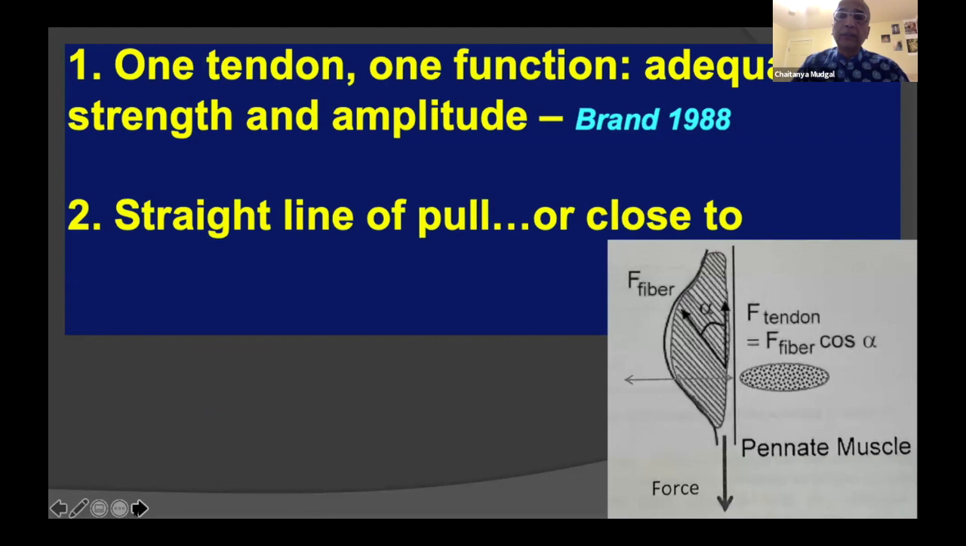This is a principle that Brand emphasized to us many years ago, where, and you also want to make it pull in a straight line as much as possible. But don't forget the angle of pennation. The angle of pennation is where the muscle fibers blend into the raphe, which leads to the tendon. If the angle of pennation is very high, then yes, they will generate a lot of force, but at the cost of excursion.